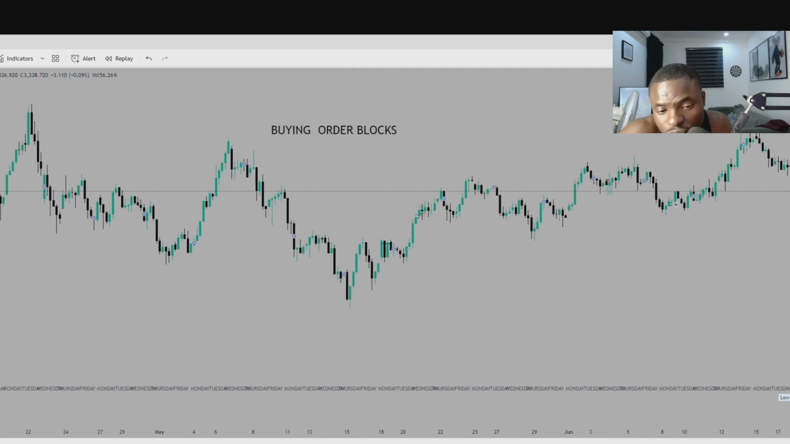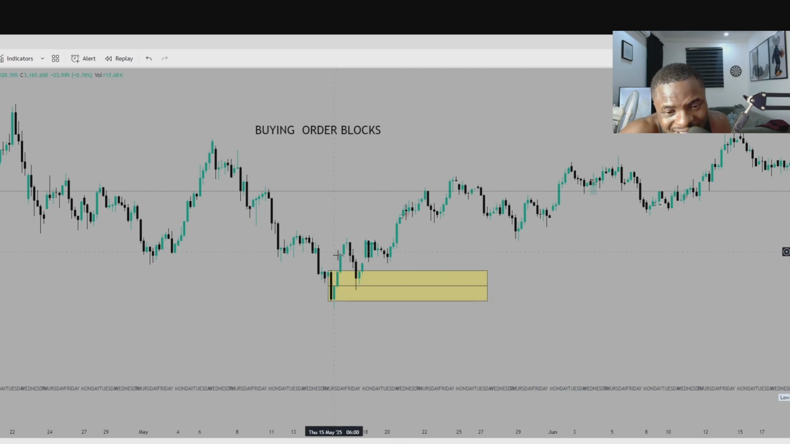Now all you have to do is mark this last selling candle right here, this last black candle, for a buying order block. That area is where you're going to start taking your buys from, targeting the next area of liquidity. It can be here, it can be here. Like I said, we are going to talk about liquidity in the next video, but in this one I just want you to focus on the imbalance and order block.